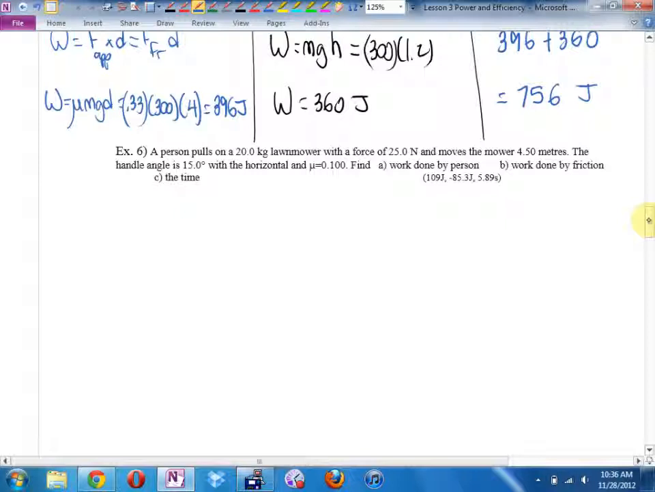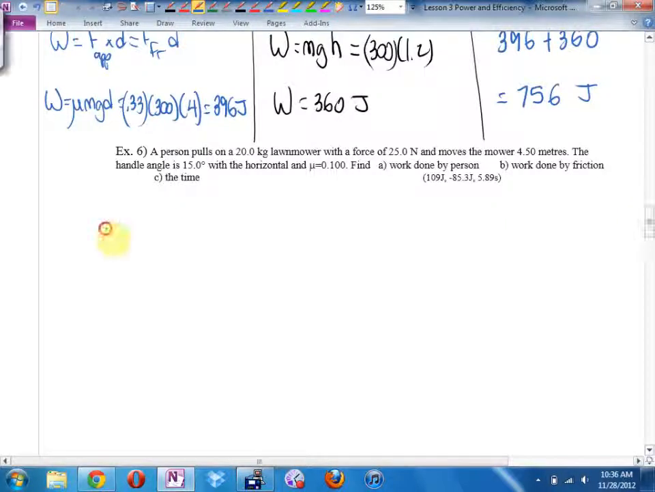So I think we may do a free body diagram here. Let's read the question. It says, a person pulls on a lawnmower with a force of 25 newtons and moves the mower 4.5 meters. The handle angle is 15 degrees with the horizontal, and mu equals 0.1. Find A, the work done by the person, B, work done by friction, C, the time. This is going to be a pretty challenging question, especially part C, but that's okay. I think I'm going to do a free body diagram.